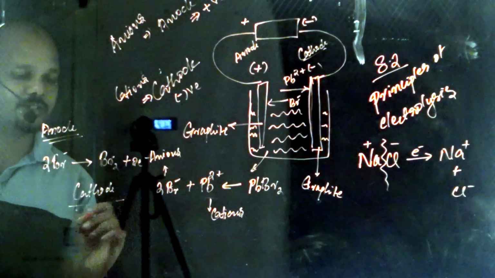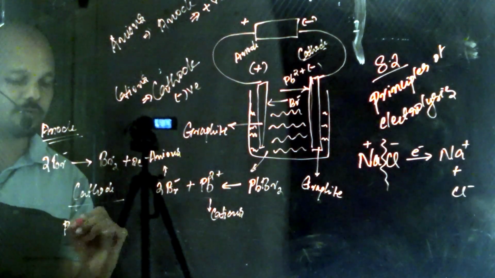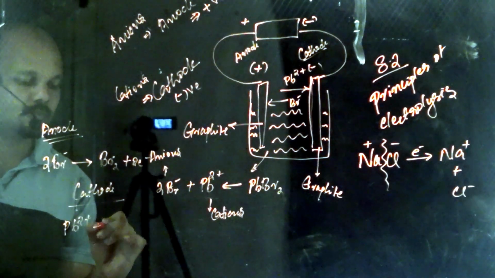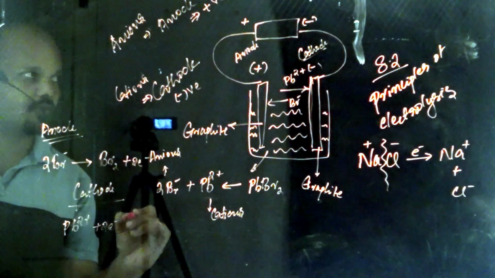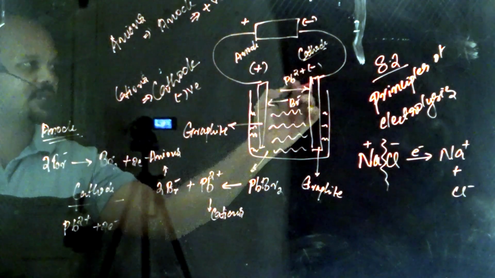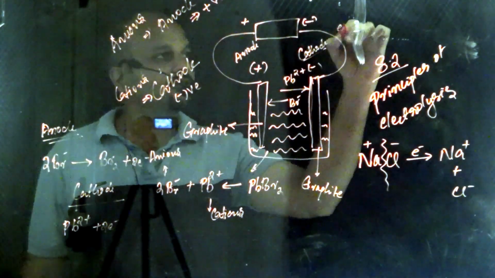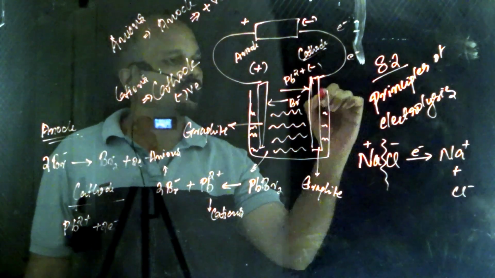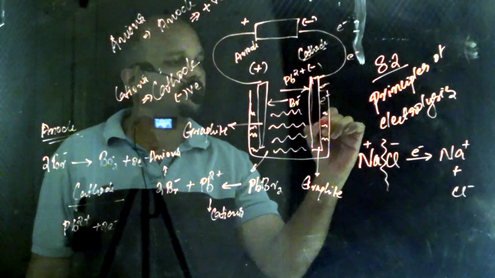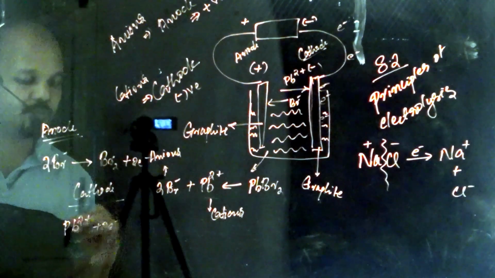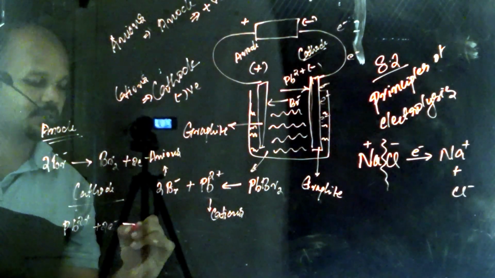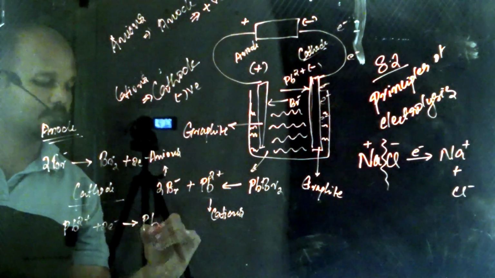At the cathode, what will happen is this Pb2 plus ion accepts 2 electrons from the cathode. The electron flow is from the negative terminal, so the cathode has negative charge and electrons are there. So Pb2 plus accepts 2 electrons and becomes Pb.